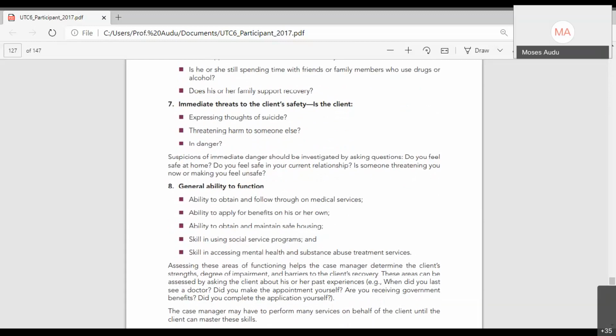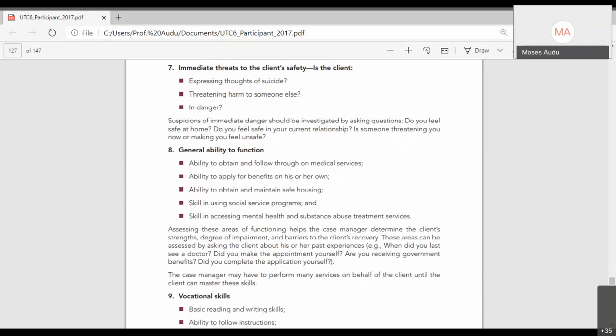Then, immediate threats to the client's safety. Is the patient expressing thoughts of suicide? You have to look into that. And threatening harm to someone else, or is he in danger? You need to attend to all this when you are doing the assessment, and you will not be setting goals when there are immediate needs to attend to.